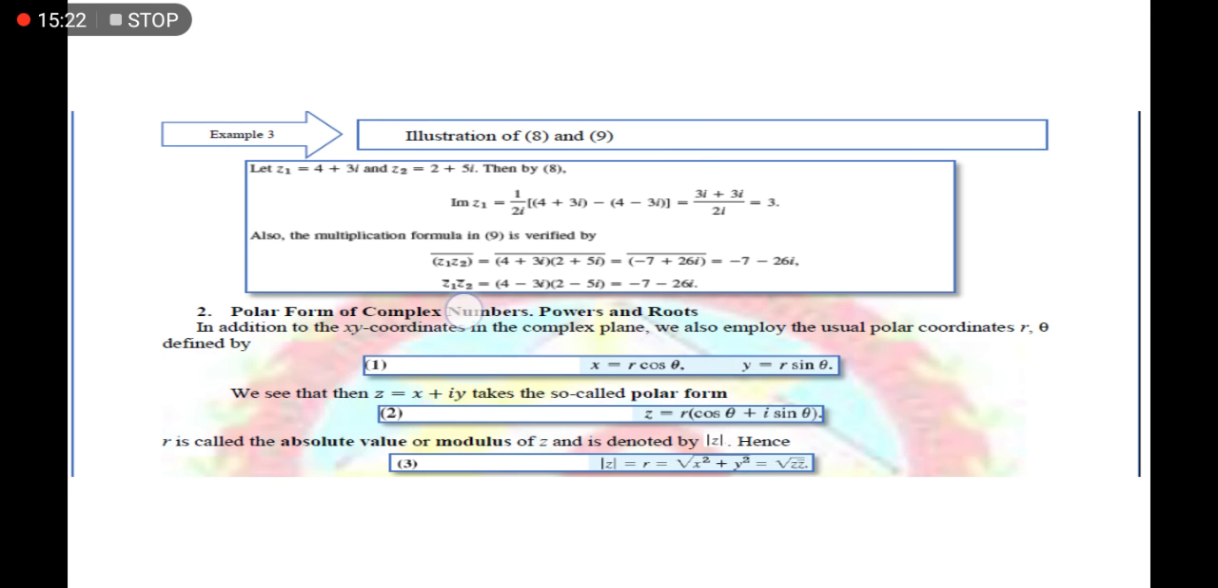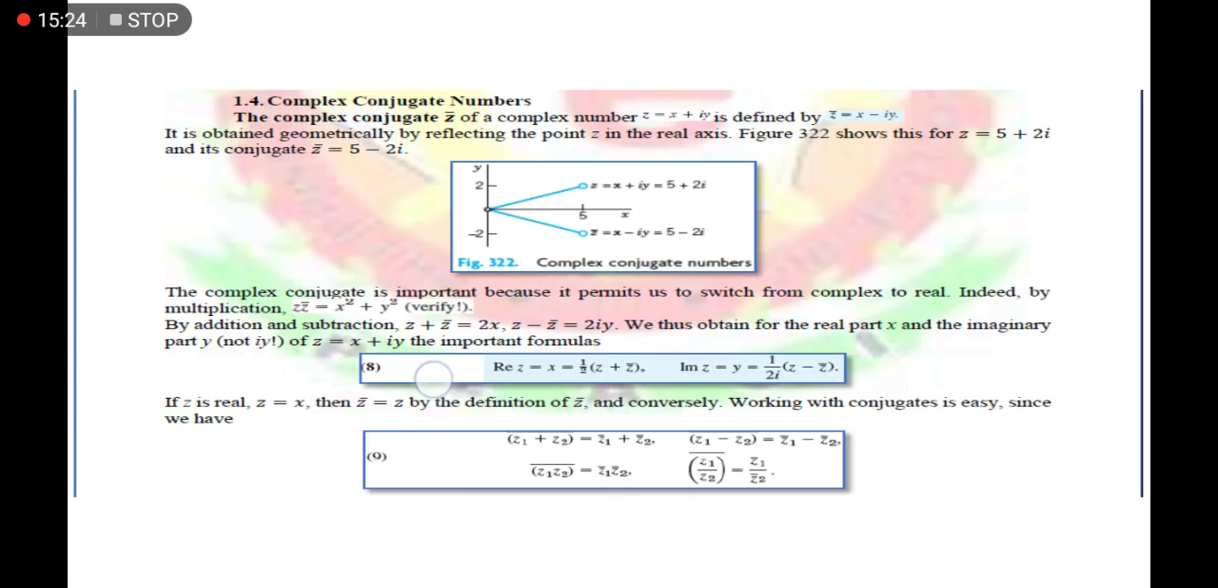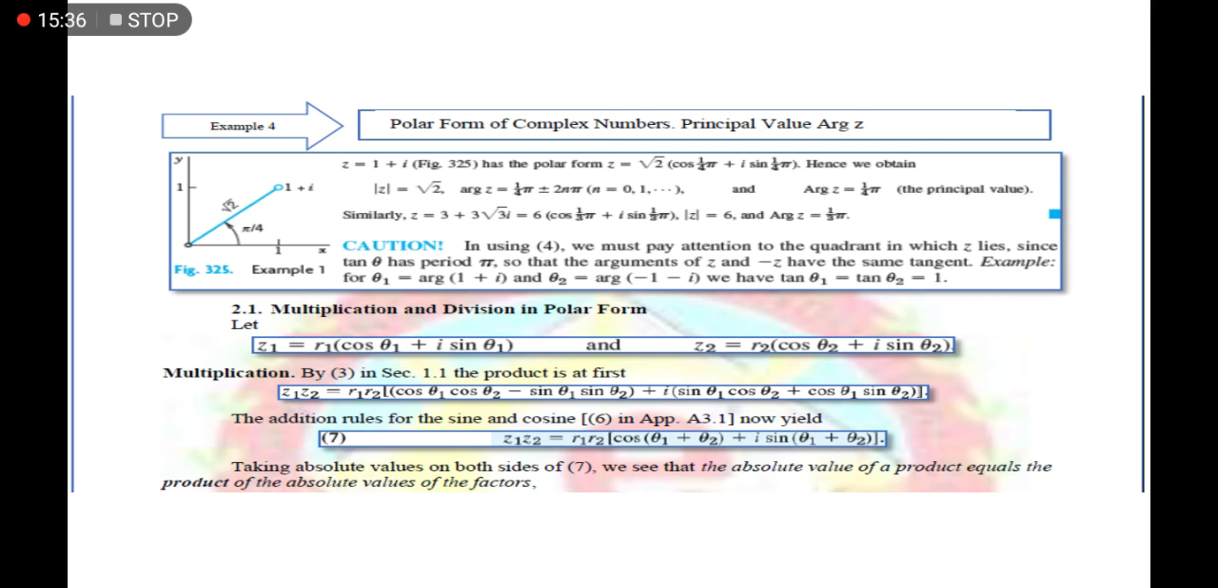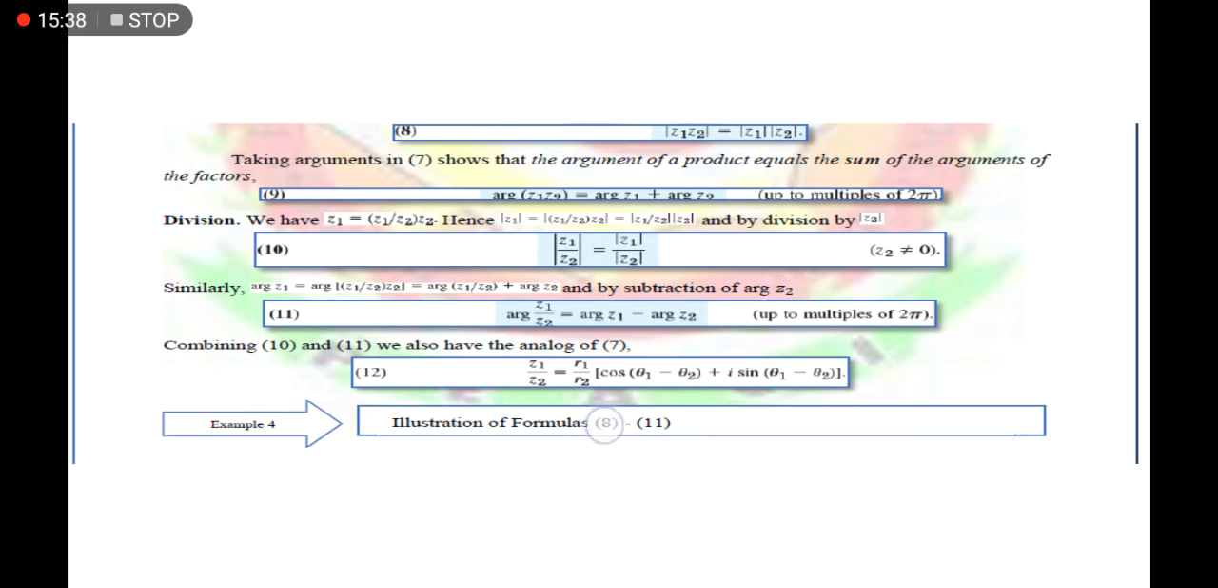For example, this vector, which is representing the complex number 4 minus 2i, our theta is found here. It is the angle between this vector and the x-axis. So that is the theta. And for the magnitude, we can just use the Pythagorean theorem, which is this one. So let's just read it. Let's also read this example.